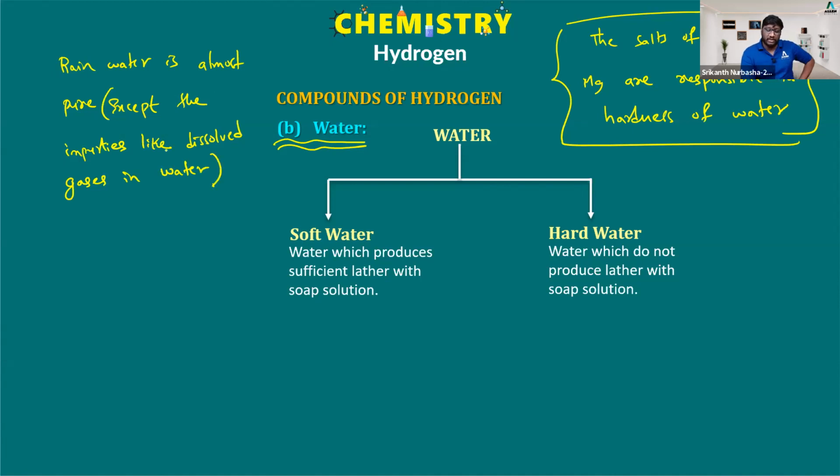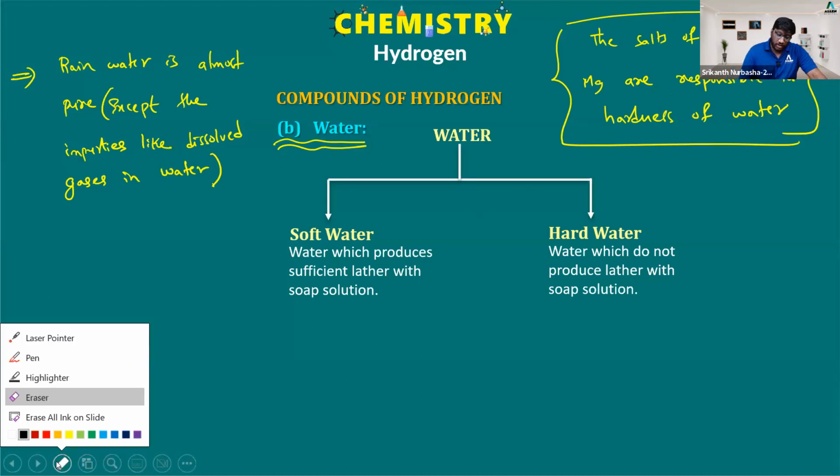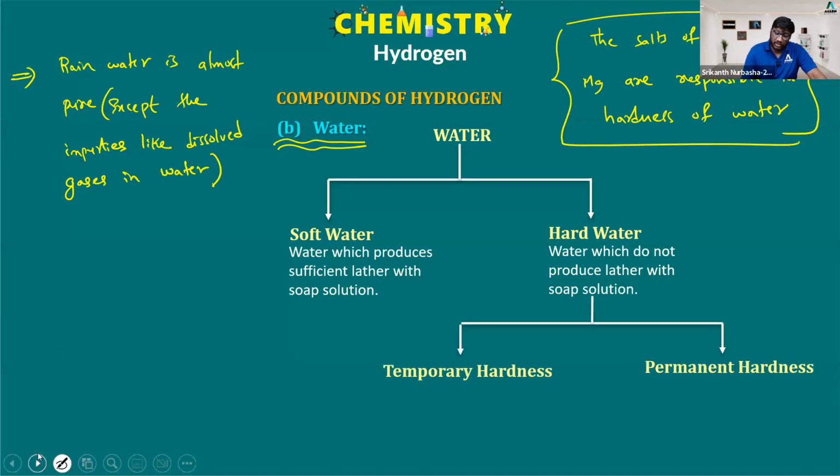Rainwater is almost pure except for impurities like dissolved gas in water. Right? And this rainwater, upon flowing through different mediums, dissolves different kinds of salts, which causes temporary hardness as well as permanent hardness.